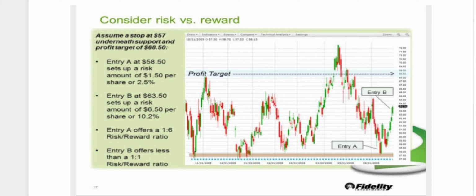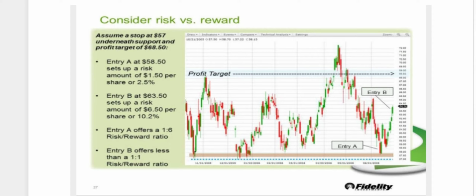So you can calculate things like risk versus reward. How much am I risking to try to make this dollar? Okay, and that's what this example on the screen demonstrates, right? And who comes up with these levels? You do, right? You're deciding this based on your analysis. Okay, so again, in this example, assume you would use a stop at $57 underneath support and a profit target of $68.50. Well, based on where the current price is, you can now calculate what your risk-reward ratio is.